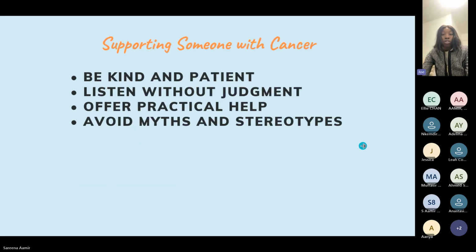So, how do you support someone who has cancer? You need to be kind and patient, listen without judgment, and offer practical help, and also avoid myths and stereotypes. And also remember that these are people, so still treat them as you would normally treat people without cancer. Just be a bit more sensitive to their circumstances.